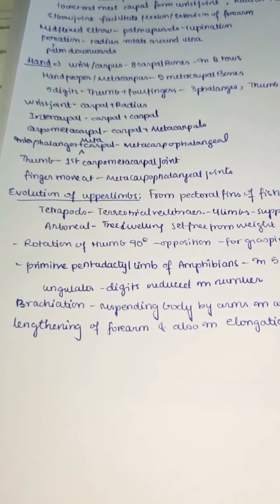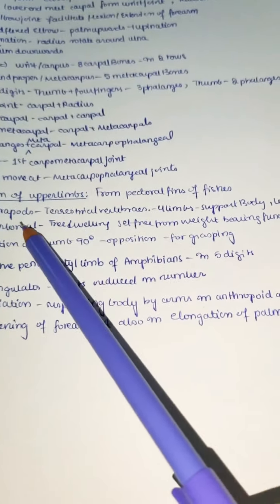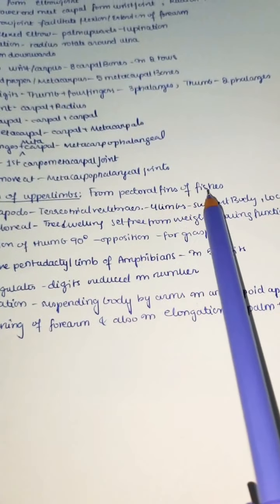And finally we will check out how the upper limb evolved. The evolution of the upper limb is mainly from the pectoral fins of fishes.